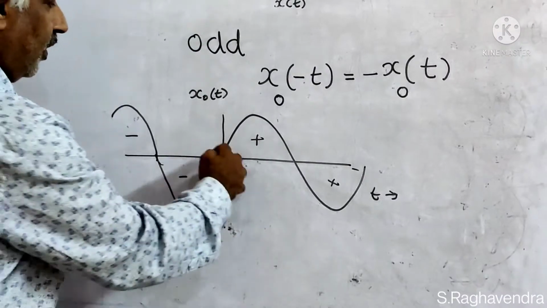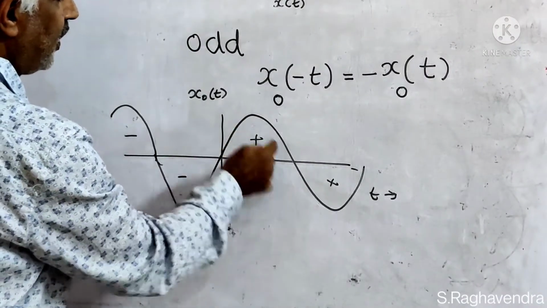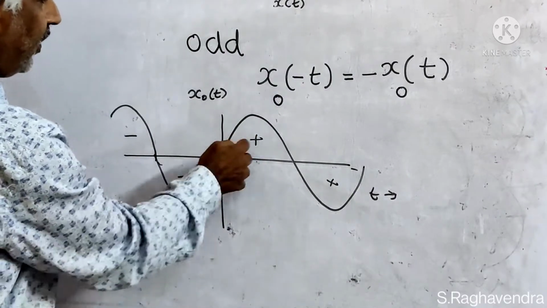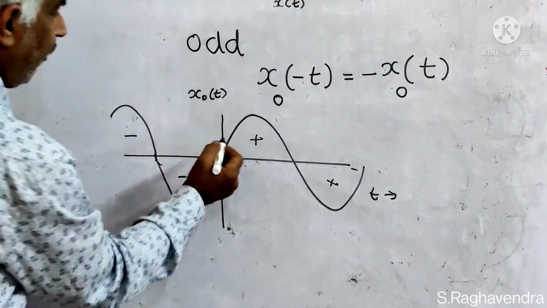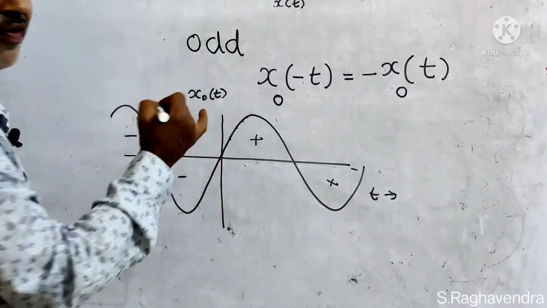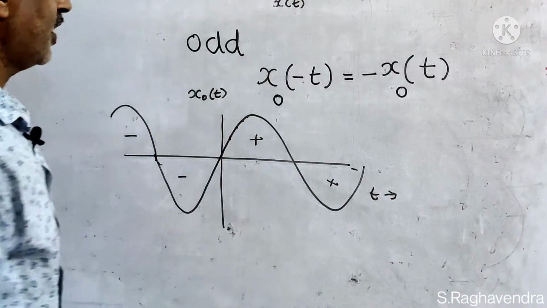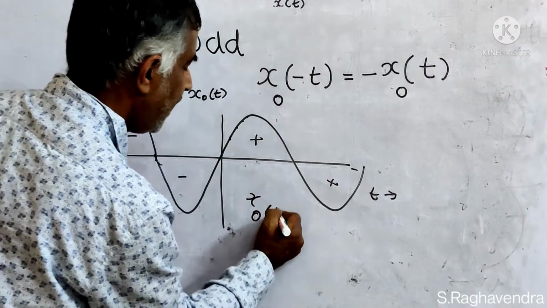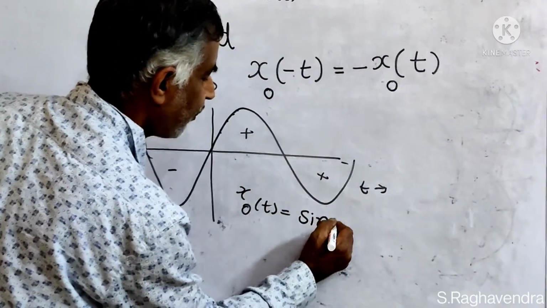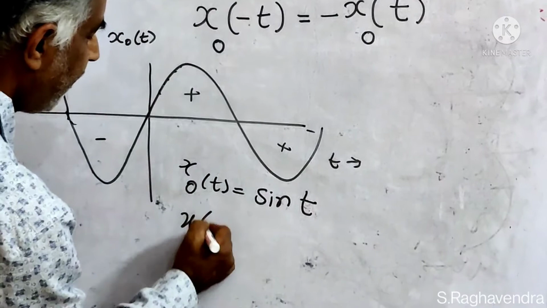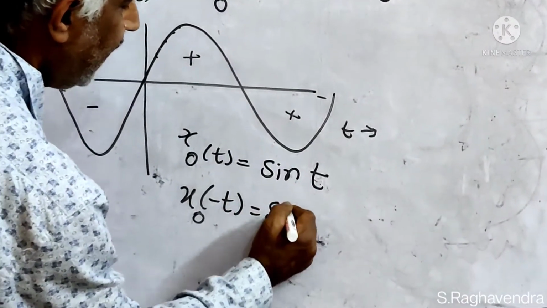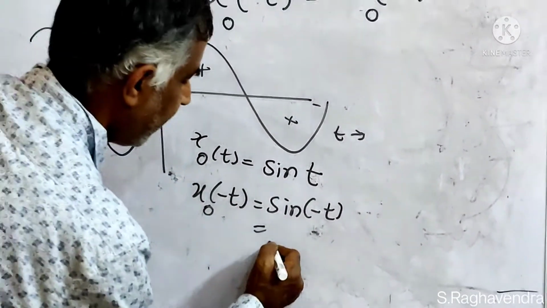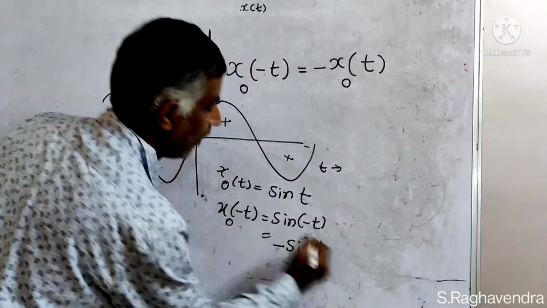See here, if you consider positive values of t, and take the same values with negative sign, this side it is all negative. For all positive values I am getting negative values. This holds good for all values of t, and hence this is the sine function. So x naught of t equal to sine t. If you replace t by minus t, sine of minus t from trigonometry is minus sine t.